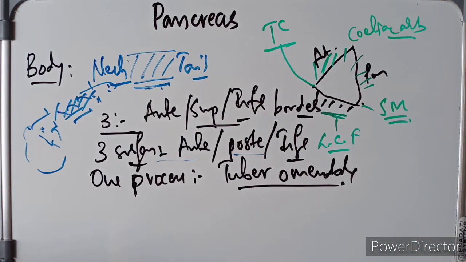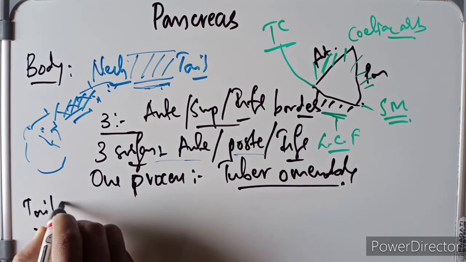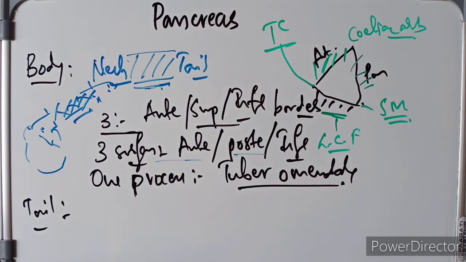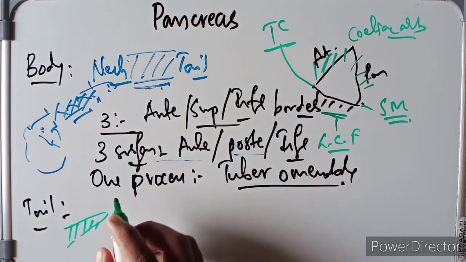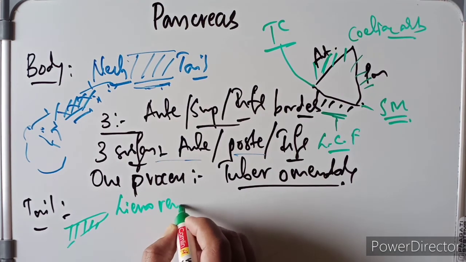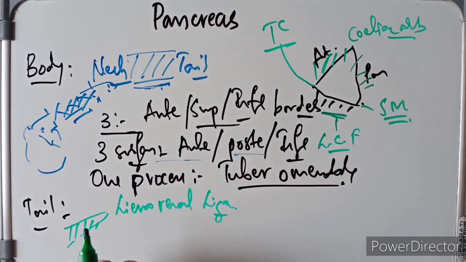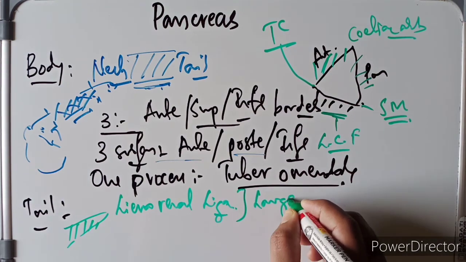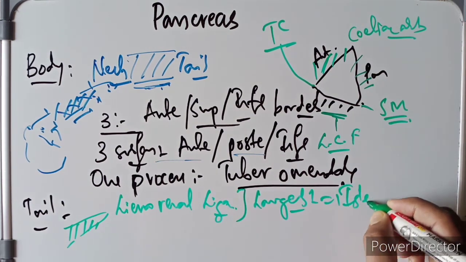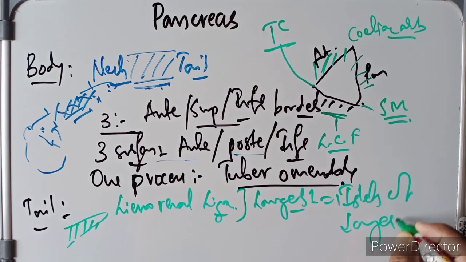Now coming to the tail of the pancreas. The tail is the narrow left extremity of the pancreas, and it lies in the lienorenal ligament. So it is mobile, unlike the other retroperitoneal parts of the gland, and it contains the largest number of islets of Langerhans compared to the rest of the tissue. So this is about the body and tail of the pancreas.